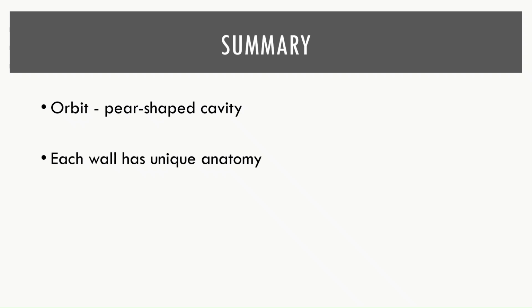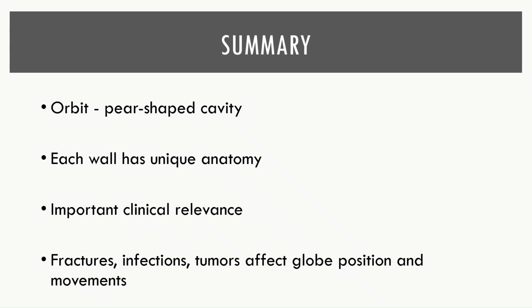To summarize, the orbit is a pear-shaped cavity. Each wall has unique anatomy, and understanding the detailed anatomy of the orbit is crucial, as even minor pathology in its walls or fissures can produce significant ocular signs and symptoms. Fractures, infections, tumors, etc. also affect the globe position and movements.